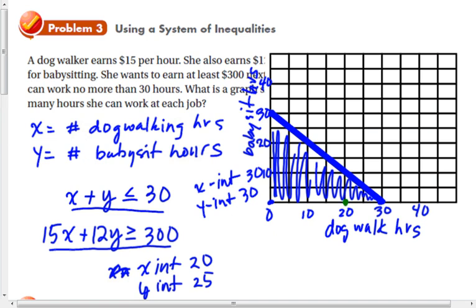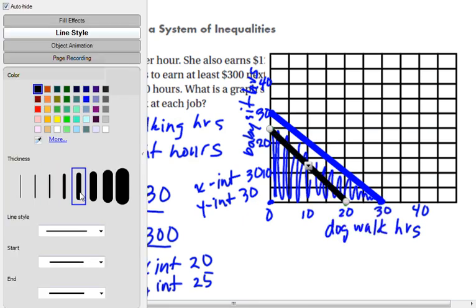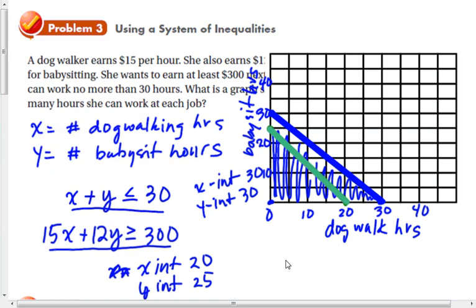All right, and for my other one, my x-intercept is 20, so I'll put that right here. My y-intercept is 25, I'll put that right here. And I'll draw a solid line there. And let me thicken that line up a little. And we'll make that green. And then since that's greater than or equal to 300, let's test the point 0, 0 here. If I took 15 times 0 plus 12 times 0, I would not be greater than or equal to 300, which means I need to shade above that one. And so my overlapping shading region is going to be right in there.